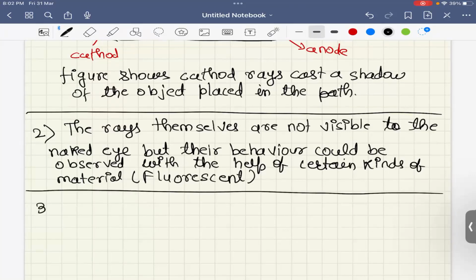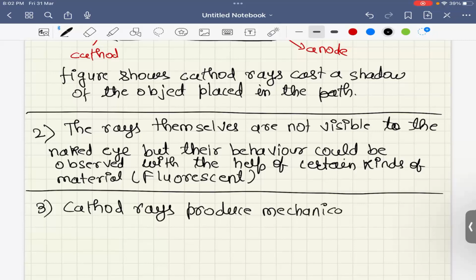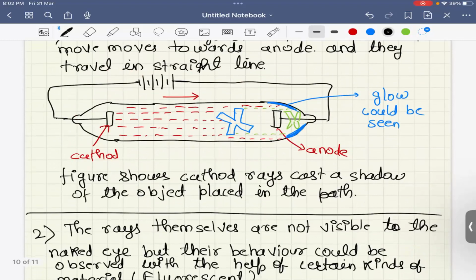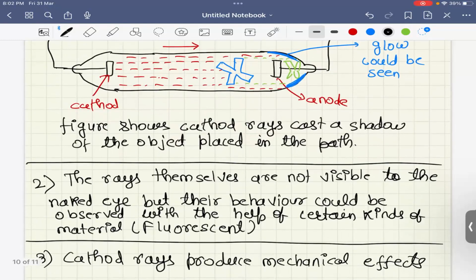The third one would be that cathode rays produce mechanical effects, right? For example, when this object was allowed to freely move, right?